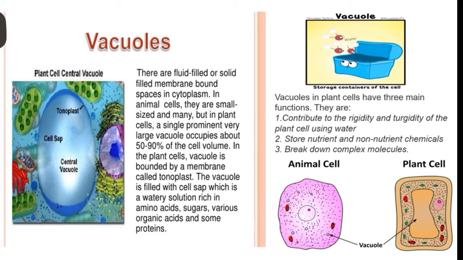Vacuoles are fluid-filled or solid-filled membrane-bound spaces in cytoplasm. In animal cells, they are small-sized and many, but in plant cells, a single prominent, very large vacuole occupies about 50 to 90% of the cell volume. Vacuoles store nutrient and non-nutrient chemicals, and they contribute to the rigidity and turgidity of the plant cell.